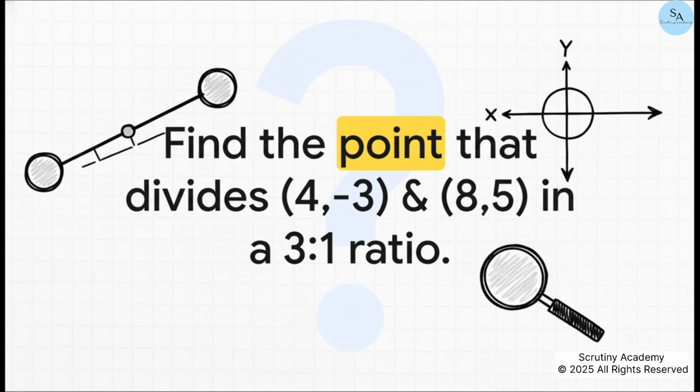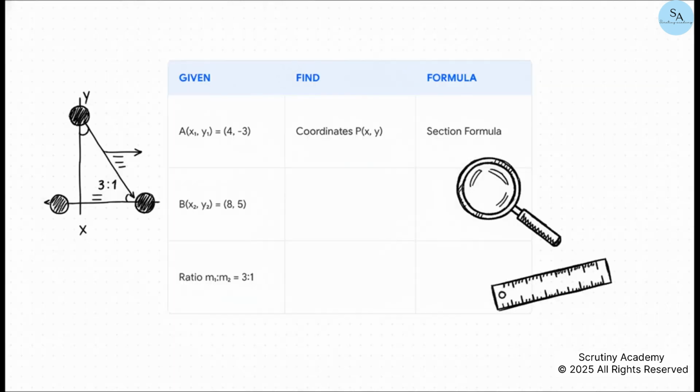We need to find the coordinates of a point. The second you see keywords like divides the line segment and ratio, you should know exactly which tool to grab from your toolkit. Again, first step, break it down. We're given point A (4, -3), that's x1, y1. Point B (8, 5), that's x2, y2. And the ratio, m1 to m2, is 3 to 1. Our mission? Find the coordinates of point P. The weapon of choice? The section formula.